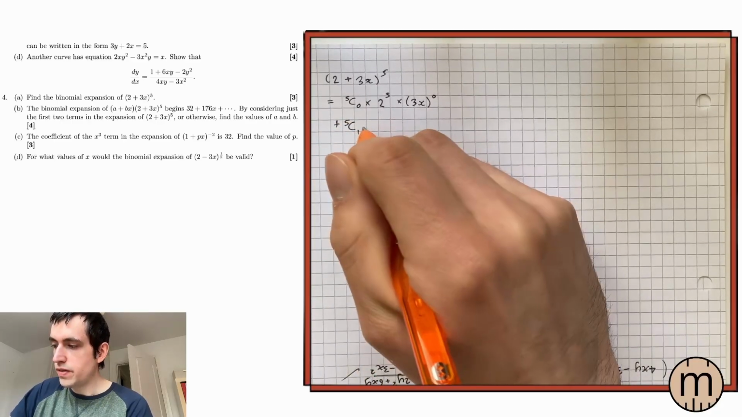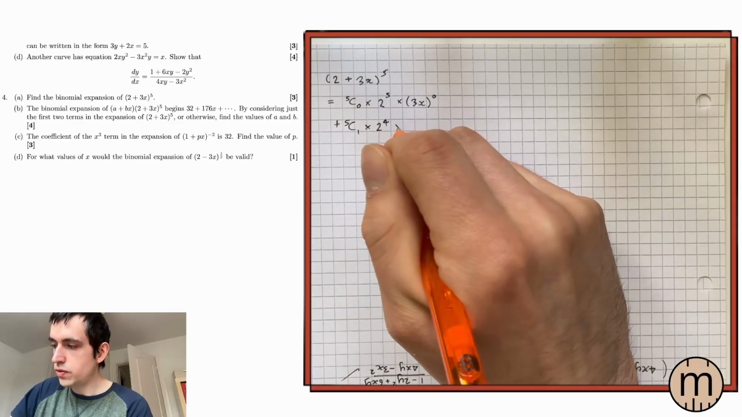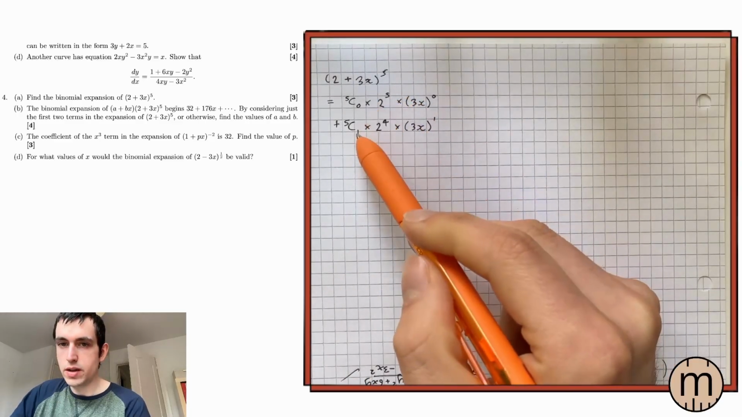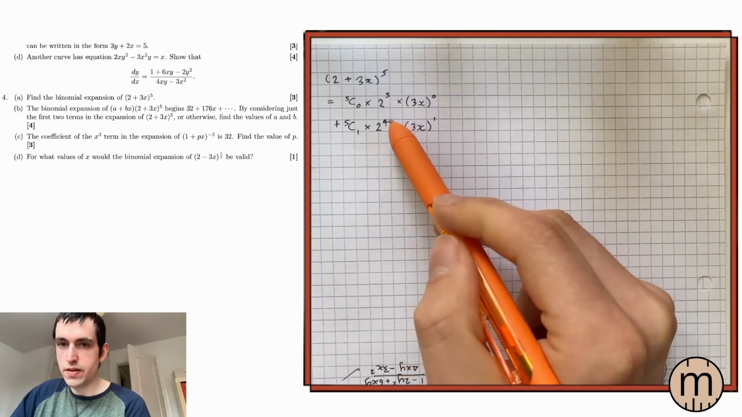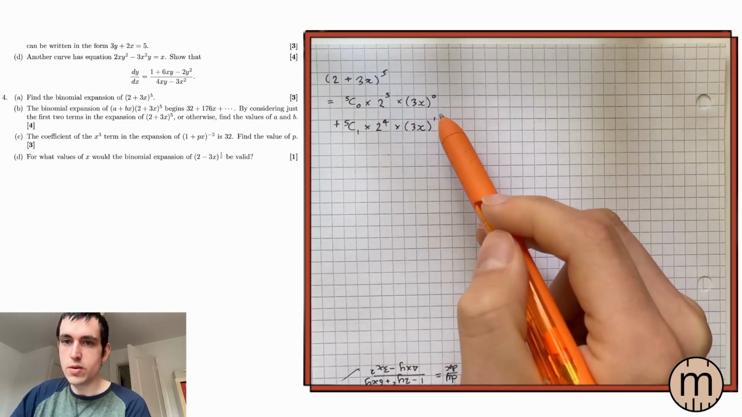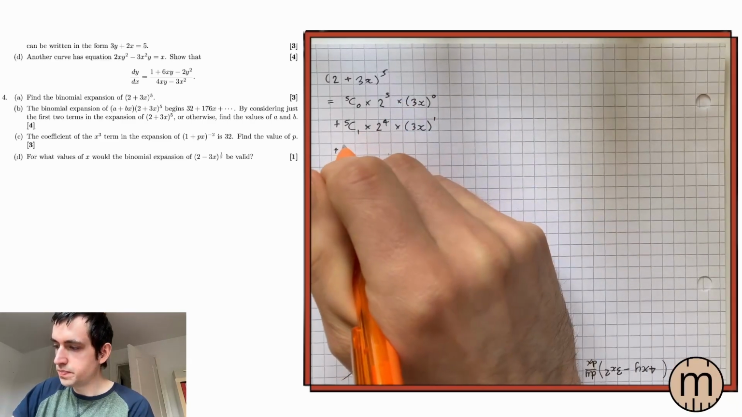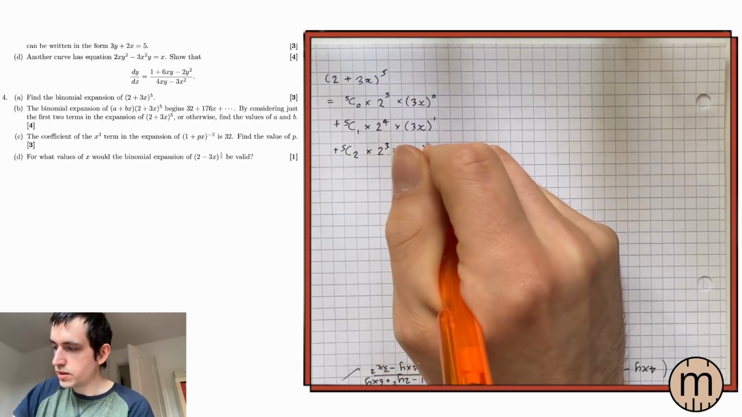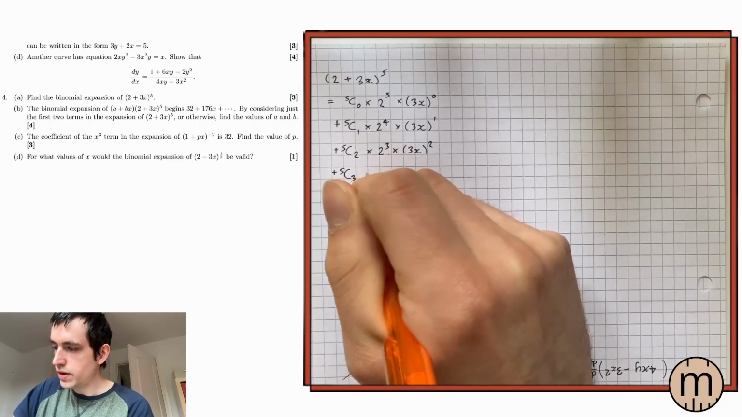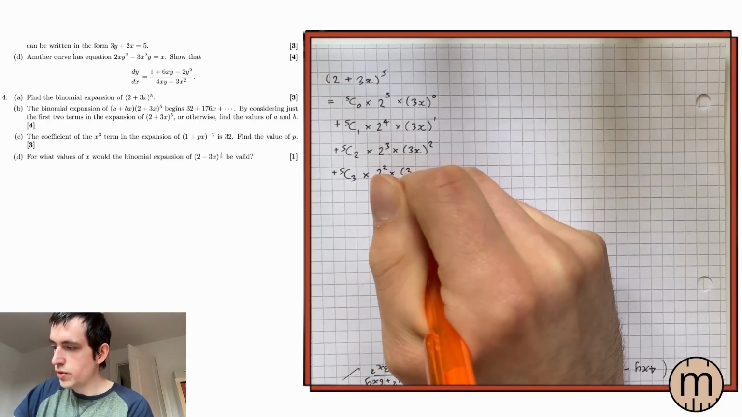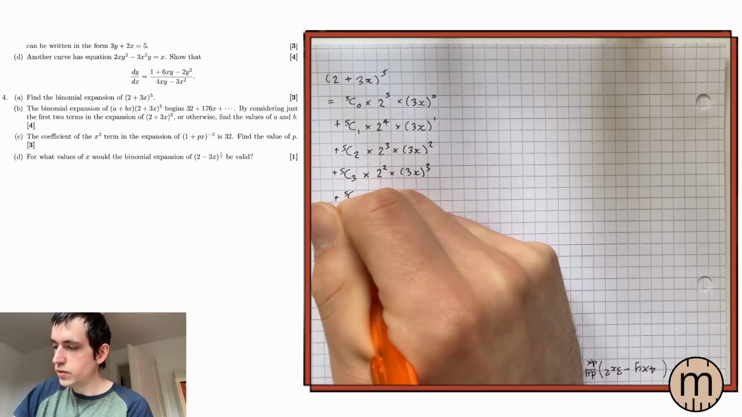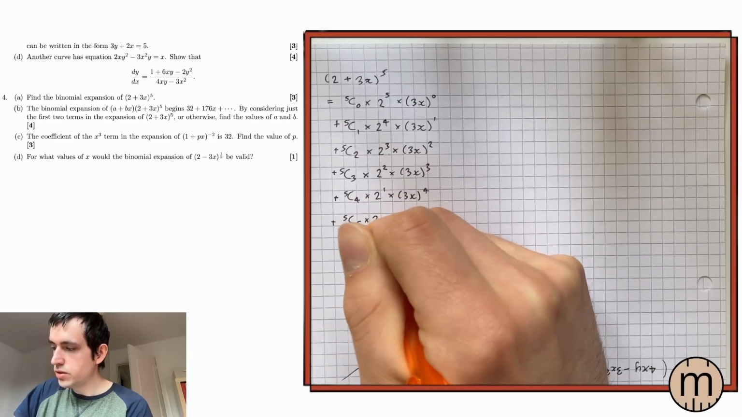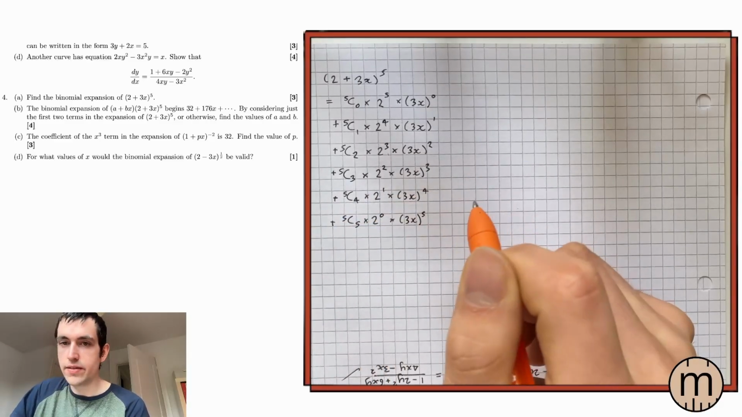So the next term, 5 choose 1, 2 to the 4, 3x to the 1. So 0 and then 1, and the next one's going to be 2, and then 5 and 4, and the next one's going to be 3, then 2. 5 choose 2, 2 to the 3, 3x squared. 5 choose 3, 2 to the 2, 3x to the 3. 5 choose 4, 2 to the 1, 3x to the 4. 5 choose 5, 2 to the 0, 3x to the 5.